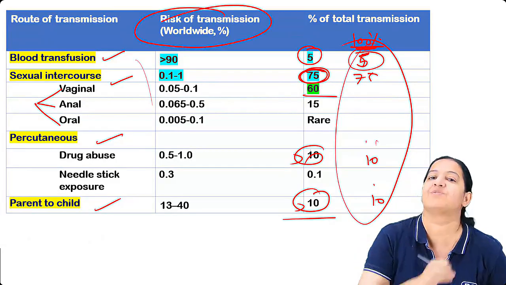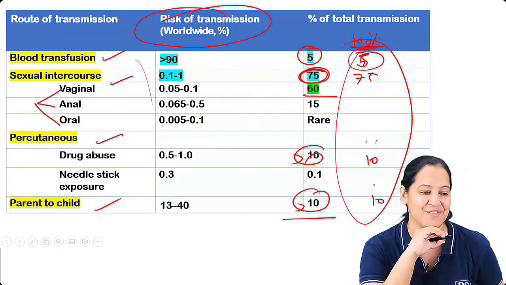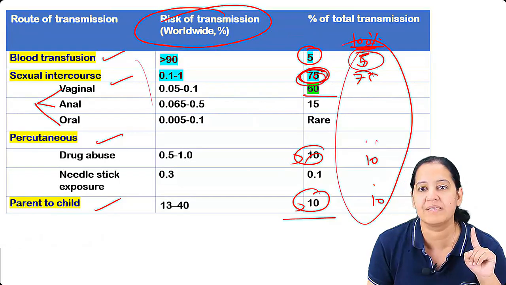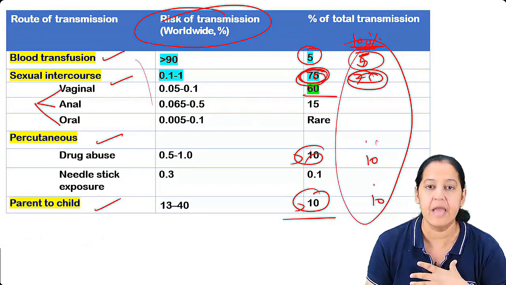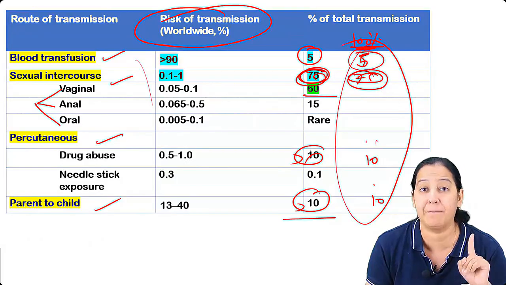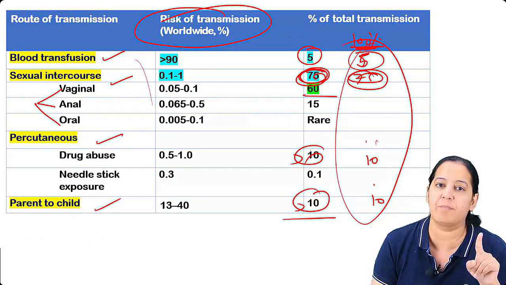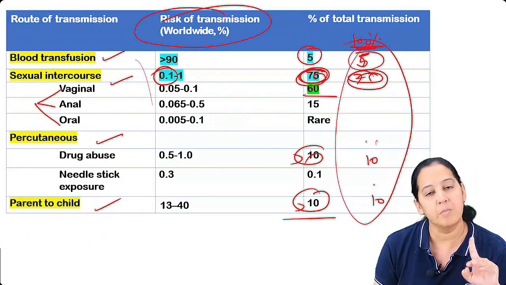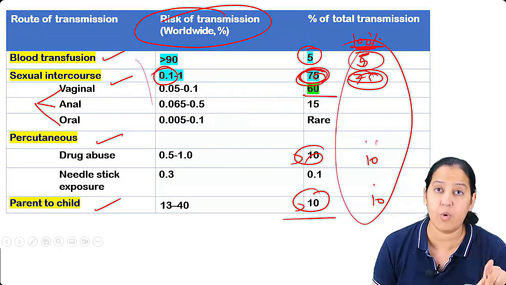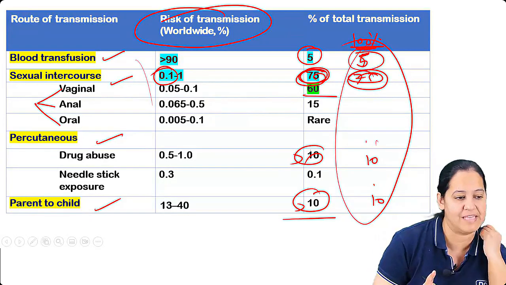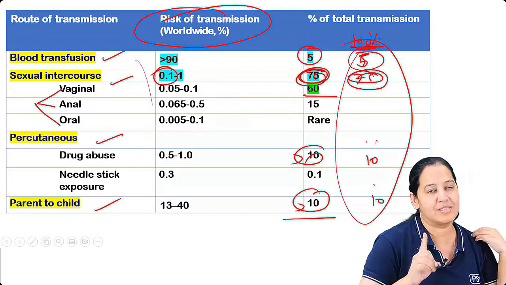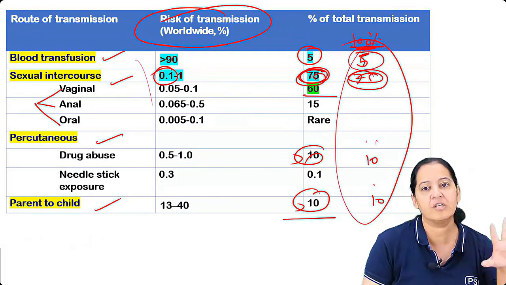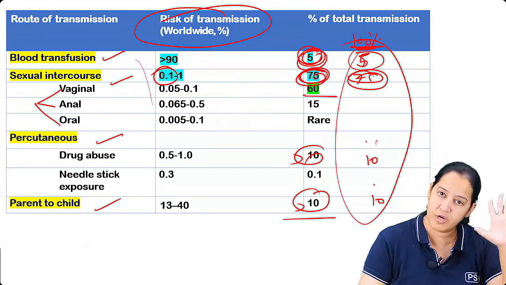Risk of transmission. What is risk of transmission? I agree that sexual route is most common, 75%. I agree. But per coitus, per penetration, the chance is only 0.1%. You're getting my point? Most common is that, but per sexual intercourse, per penetration, the chance is 0.1 to 1%. You got my point? Blood transfusion is only 5%, only 5% of the total.